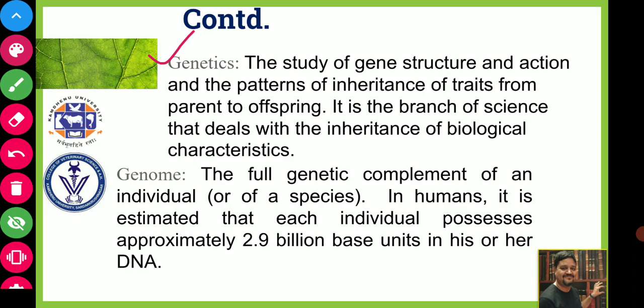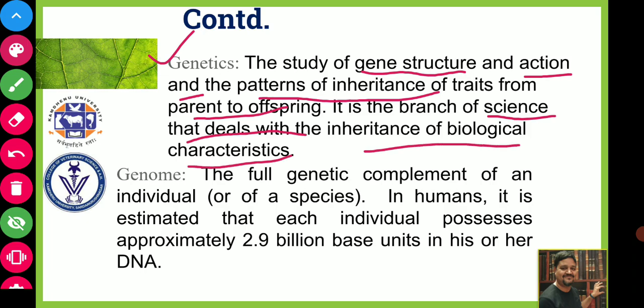But there is variation also. So how are these variations created? How is one gene transmitted to the next generation? All this we study in genetics. So what is genetics? It is the study of gene structure and action and the pattern of inheritance. So we are studying the structure, action and pattern of inheritance of traits from parent to offspring. It is the branch of science that deals with the inheritance of biological characteristics.